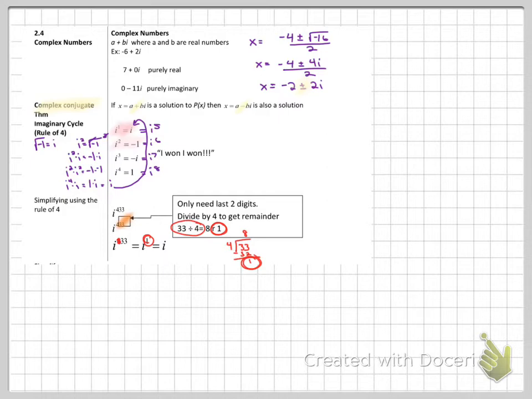So let's look at a quick one down here. What if I wanted you to reduce i to the 1,561st?